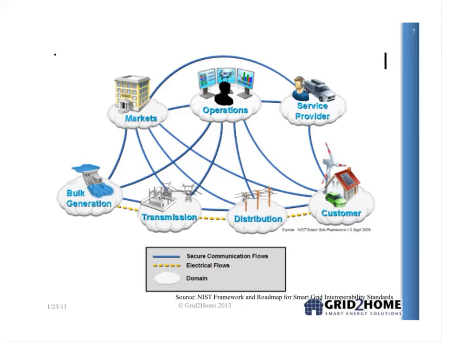So if you look at the big picture, this is the SGIP's picture of the big network, and there are a lot of elements in this. You can guess what they are. There are the markets where they buy energy. There are the operations to get all this energy down to your house. And there are service providers that provide the energy in different markets with different structures.